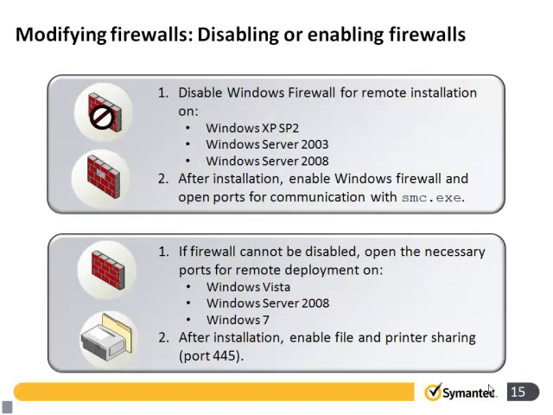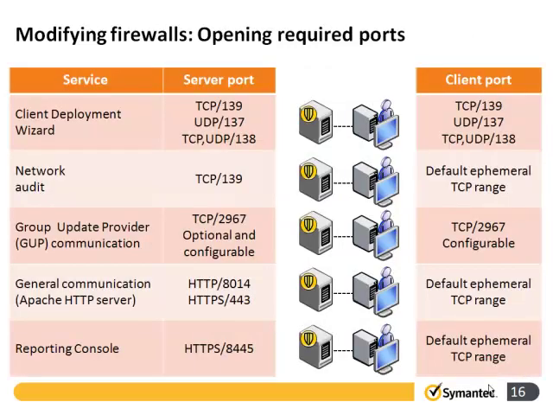It may be that we need to manage the firewalls, either disabling or enabling them. The Windows firewall is on by default, so we would need to disable that to enable the SMC-EXE to gain access to the system. Here we can see the table of ports and firewall ports that may need to be opened to enable management and access between the SEPMs, the clients, and other components.